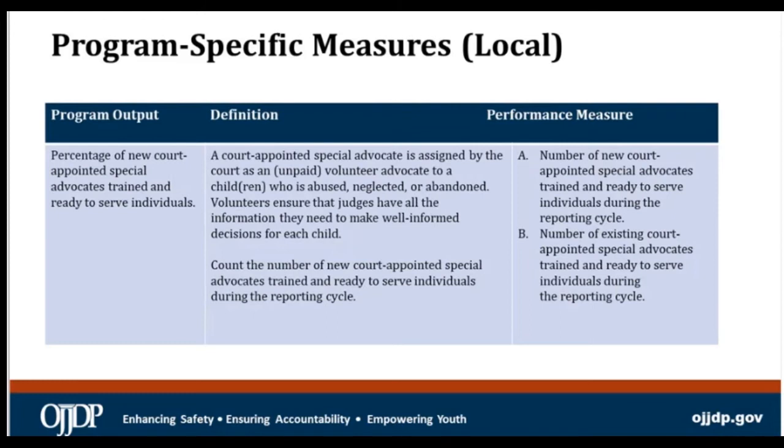For this program-specific performance measure, you'll capture the percentage of new court-appointed special advocates who are trained and ready to serve individuals during the reporting cycle. You'll provide the number of new court-appointed special advocates who are trained and ready to serve the individuals during the cycle, which is A, and the number of existing court-appointed special advocates trained and ready to serve individuals during the reporting cycle, which is B. For this, the percentage of new court-appointed special advocates trained is calculated by dividing A over B.